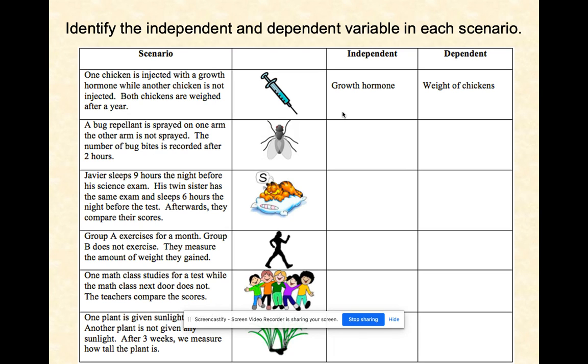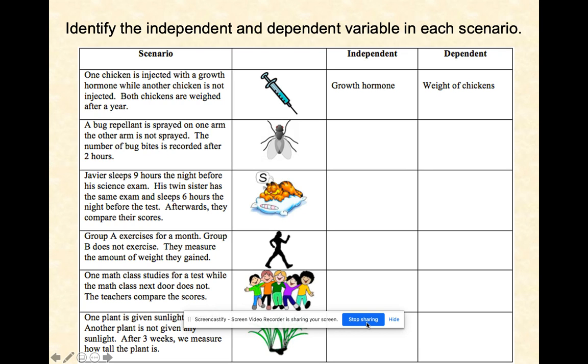Let's try number 2. A bug repellent is sprayed on one arm. The other arm is not sprayed. The number of bug bites is recorded after 2 hours. So they're trying to figure out which bug repellent is going to keep those pesky bugs away. So the only thing they change, boys and girls, is one arm was sprayed, the other arm was not sprayed. That would be our independent variable, what arm was sprayed. Dependent is what's being measured. Think about it. It is the number of bug bites. So therefore, that is the dependent variable.